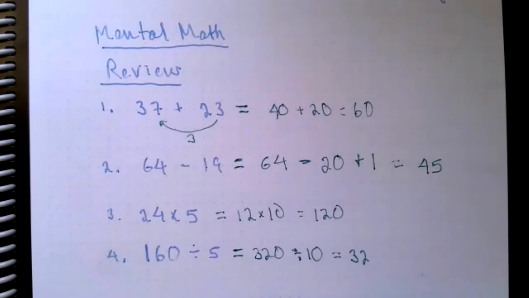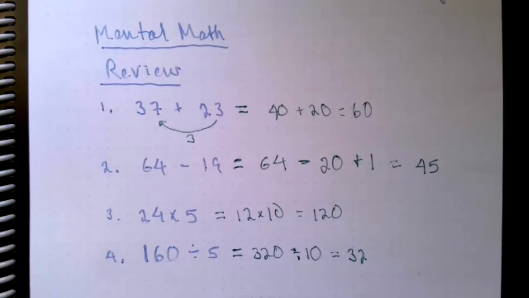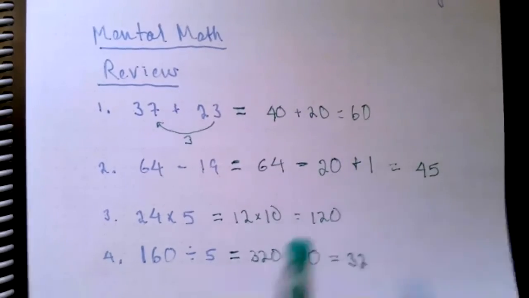Okay, remember, multiplication and division are inverses of each other. So multiplying by 10, that's easy. You add a 0. Divide by 10, you do the opposite of that. Divide by 10, you take off a 0. Okay, so that's a little review here. Now, the new thing I want to add to our mental math repertoire is the idea of squares.